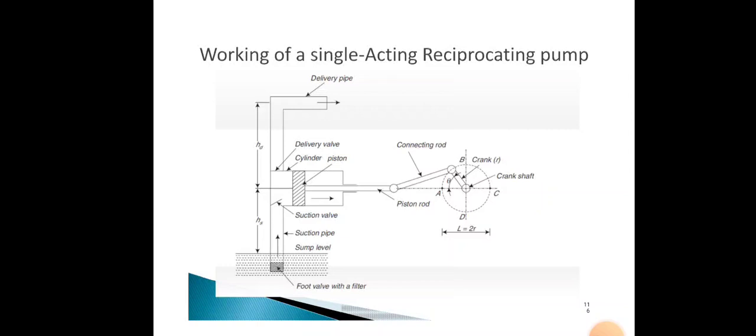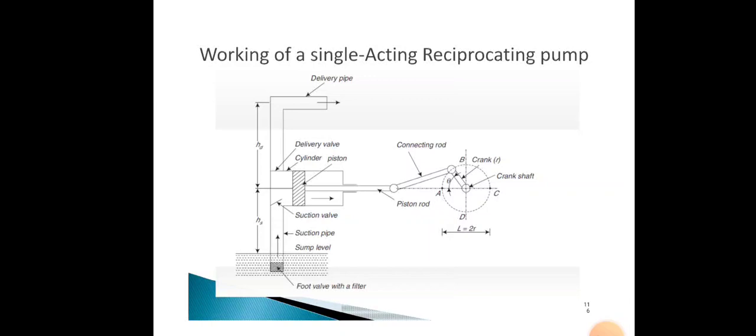You can see this figure, this is the single acting reciprocating pump. It consists of cylinder, suction pipe, delivery pipe, suction valve, delivery valve, piston rod, crank and connecting rod. These are the important parts. The cylinder is where the piston moves to and fro. The movement of the piston is obtained by a connecting rod which connects the piston and crank.